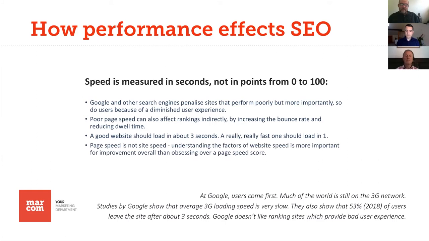Page speed is not site speed, where Google might assess a set of pages, a set of content, or a whole category of content. So understanding the factors of website speed is more important for improvement overall than obsessing over page speed score. And that goes back to the title again, which is it's important that we know the factors for improvement. We know the way to get there. We focus on them. We test continually. We maintain and monitor our websites properly, rather than simply deliberating over a score which can change quite dynamically.